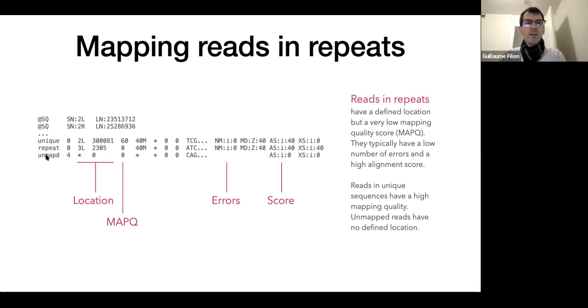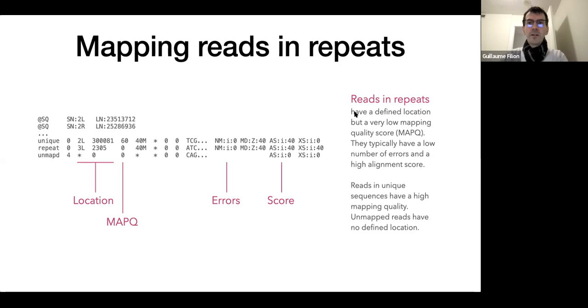And then you have the read that is unmapped. It means it doesn't go anywhere. That sequence was not found in the genome. In that case, you don't have a location. There's a star here for the chromosome and nothing for the position. There's also no information about the errors, etc., because there was never a match. So don't get confused between no match and mapped in a repeat, which means several matches.